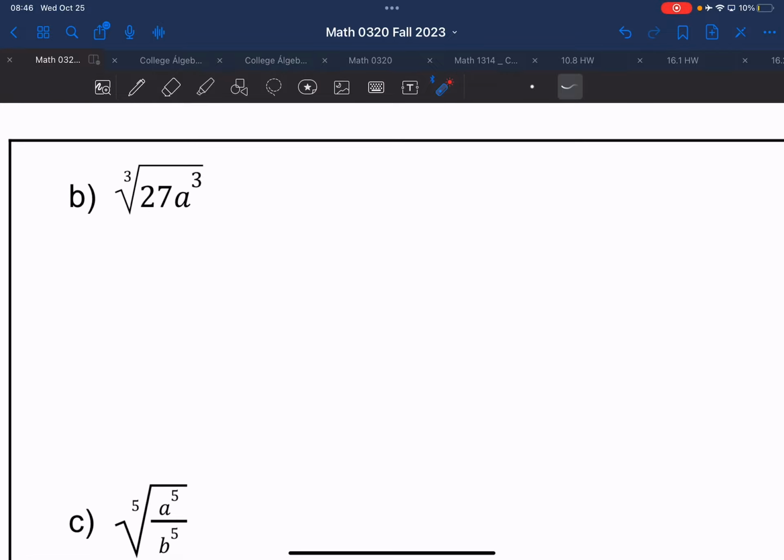Looking at part B, notice that we have a number and we have a variable. So this could be rewritten as the cube root of 27 times the cube root of a cubed. I separated my numbers and I separated my variables just like I did when I had a fraction, how I separated it for the numerator and then the denominator. I can only do that because the 27 and the a cubed are being multiplied.